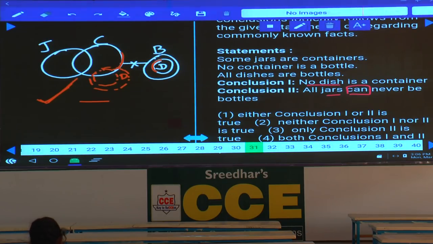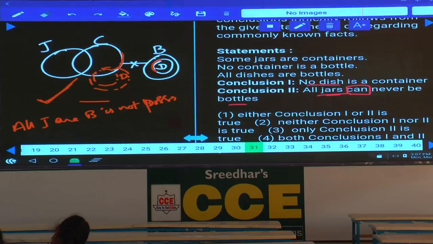And the next one is, all jars can never be bottles. All jars can never be bottles means, now how to represent this one? All jars are bottles is not possible. That's what we mean by can never be. Can stands for possibility, never means not, hence not a possibility. Clear now? Then what we need to prove here? Now we need to check out whether it is possible or not. All jars can be bottles or not, tell me.